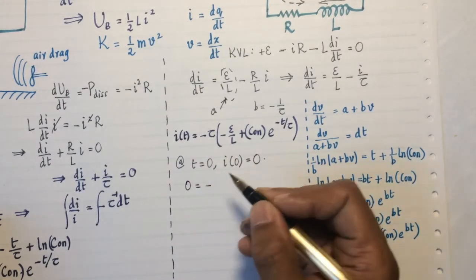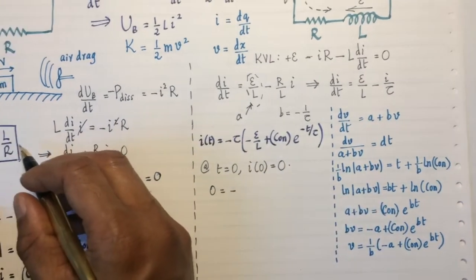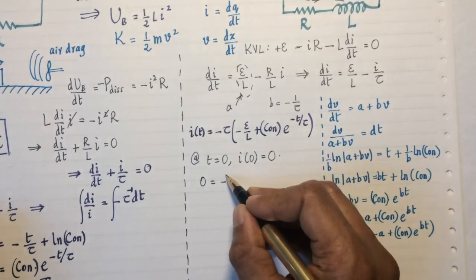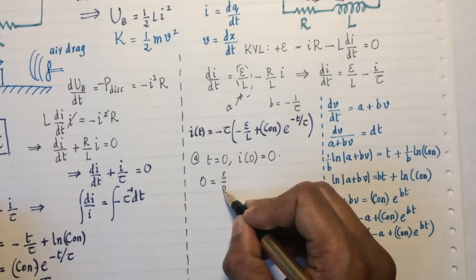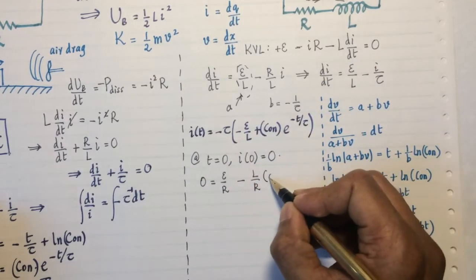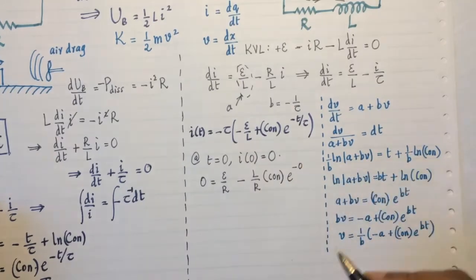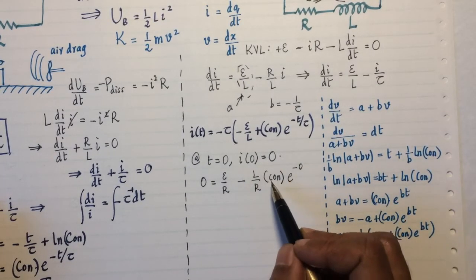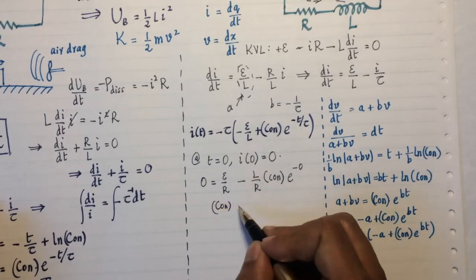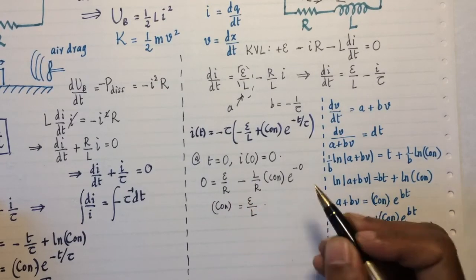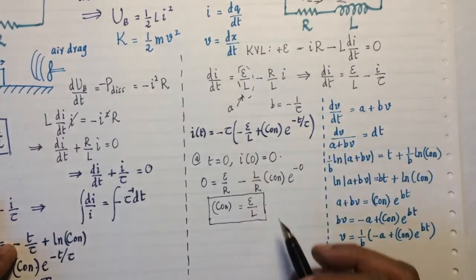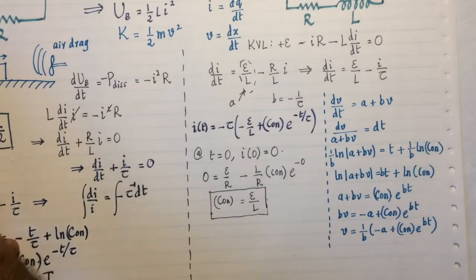I'll get 0 equals negative tau, by the way, is L over R. So let's just use that. If I do L over R times E over L, I'm going to get E over R here. So E over R minus tau, which is L over R, times con e to the 0, because t equals 0. This clearly tells us that con times L has the same units as E. So I'll get con equals E over L. So I've determined the constant of integration, it's E over L. Now I'll substitute it back there, and I'll get my full-fledged expression.